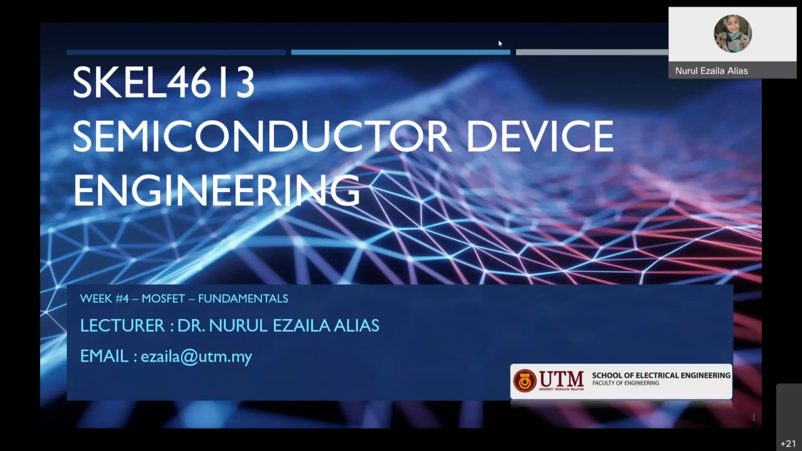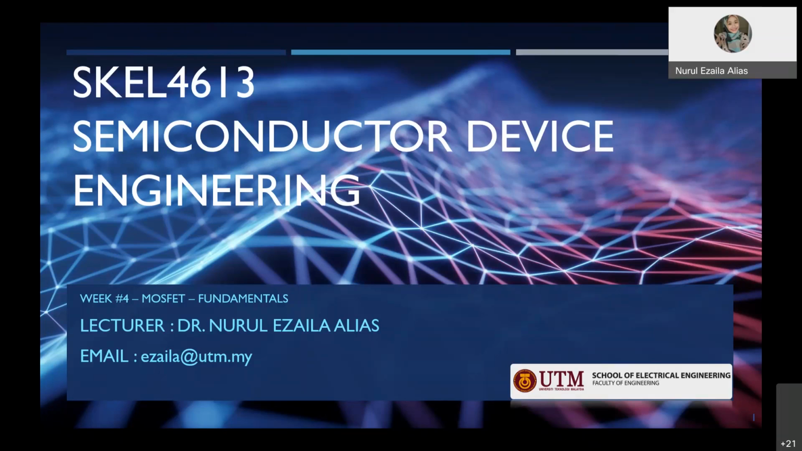Okay, everyone. So today we will continue the lecture on MOSFET fundamentals. From the name itself, I think you are familiar with it because you have done the microelectronic lab. You have done the simulation for MOSFET, if you still remember, where you simulated the MOSFET device structure and then analyzed the characteristic.